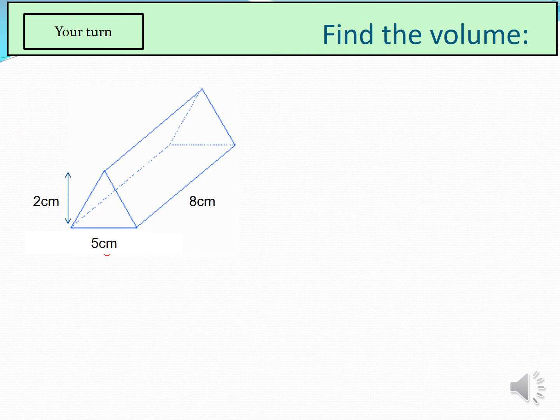Okay, what I would like you to do is to pause the video and have a go at this question yourself. Once you have completed it, come back to the video and I'll go through the answer.